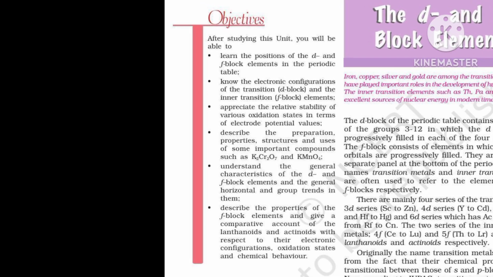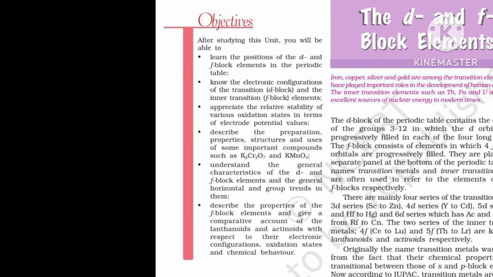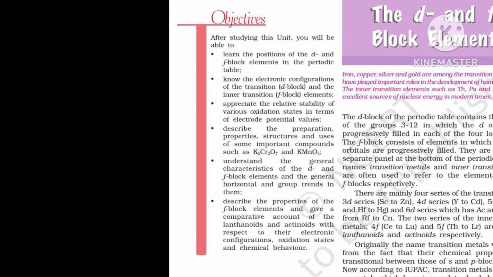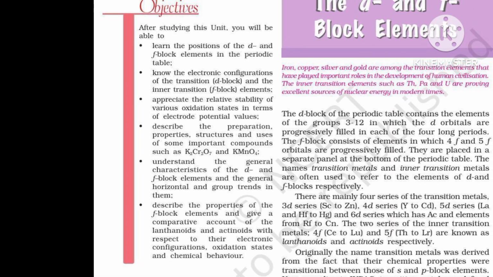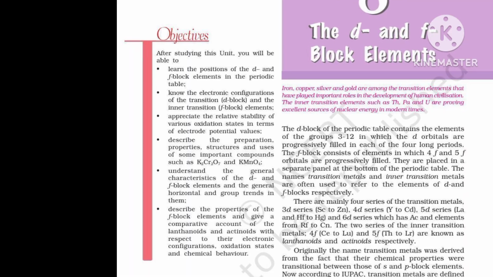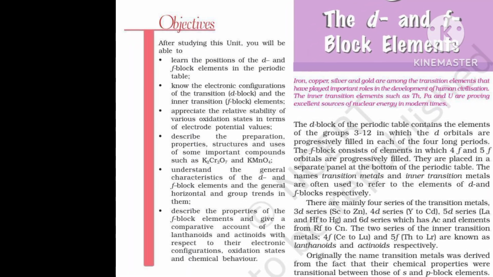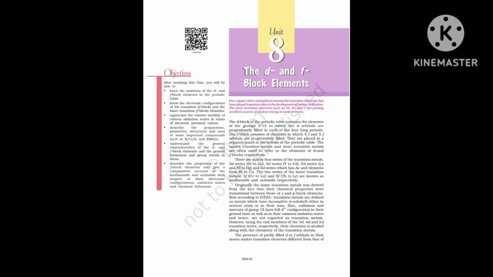Understand the general characteristics of the d and f block elements and the general horizontal and group trends in them. Describe the properties of f block elements and give a comparative account of lanthanoids and actinoids with respect to their electronic configuration, oxidation state, and chemical behavior.